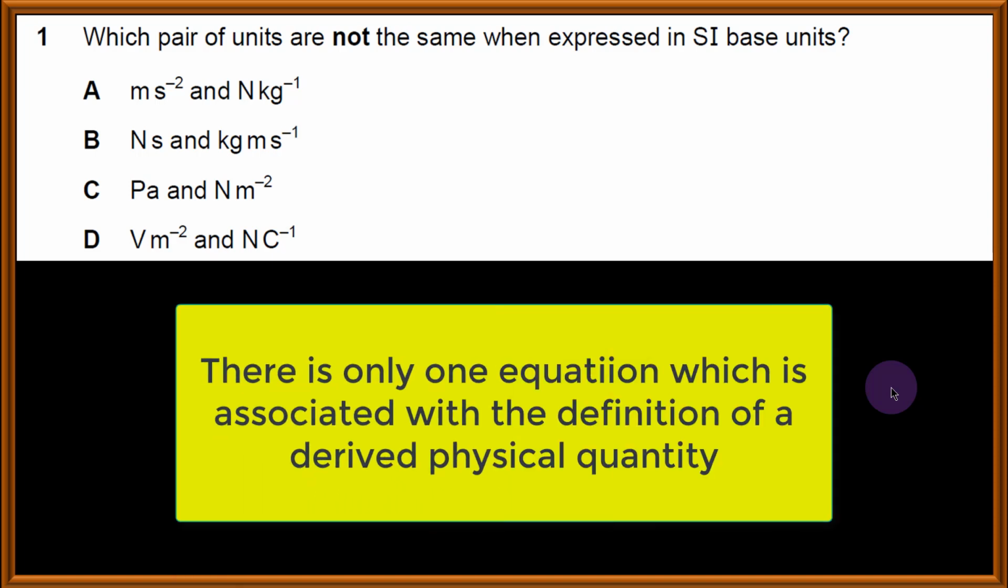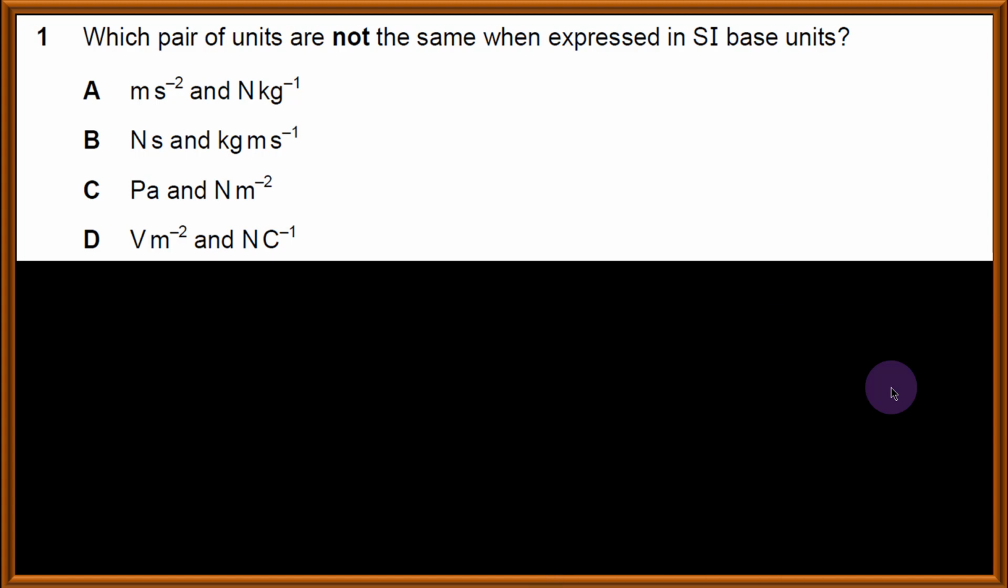Another point to note here is that there is only one equation which is associated with the definition of that physical quantity. This equation must be learned and recalled as such. This is something which confuses very many students. This confusion occurs when a given physical quantity has more than one equation which can be used to calculate it. I'm going to give an example here.